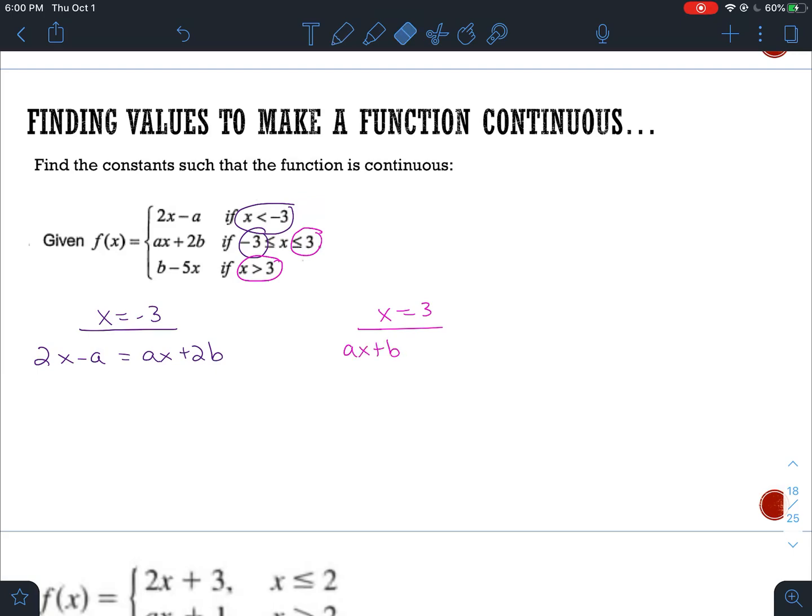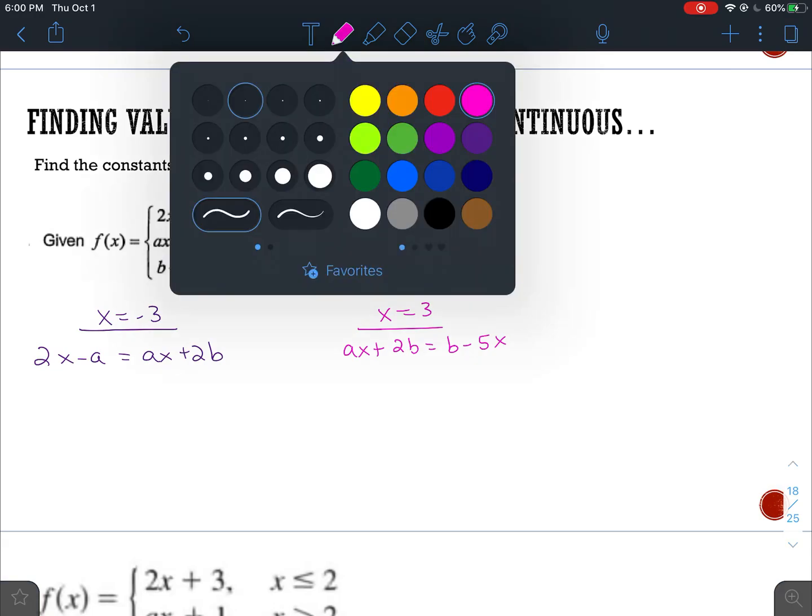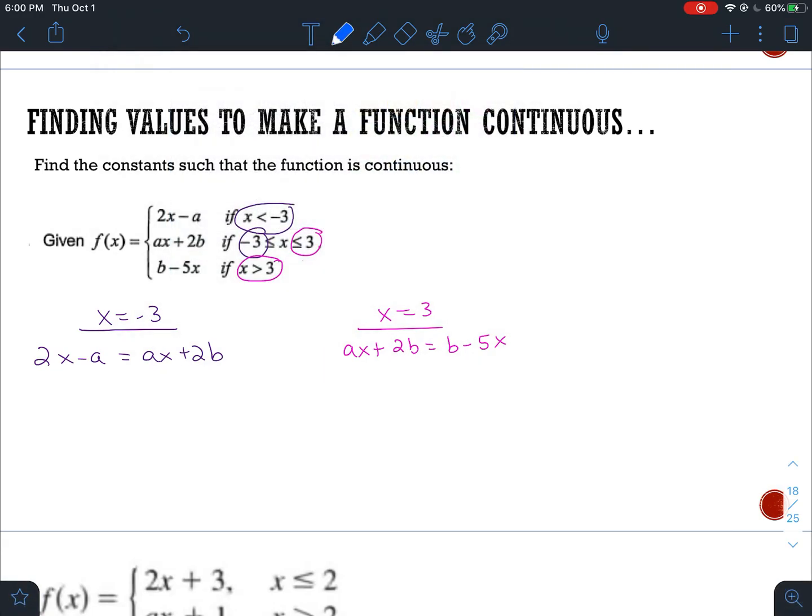So ax plus 2b has to equal b minus 5x. Now what I'm going to do on each of these is fill in the x values. So this is going to be 2 times -3 minus a equals a times -3 plus 2b. So this is going to be -6 minus a equals -3a plus 2b.